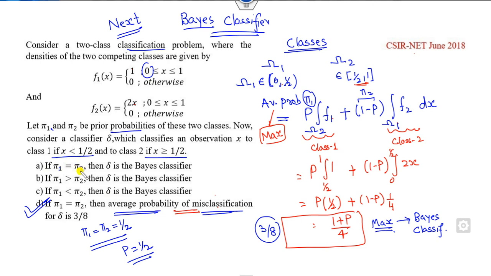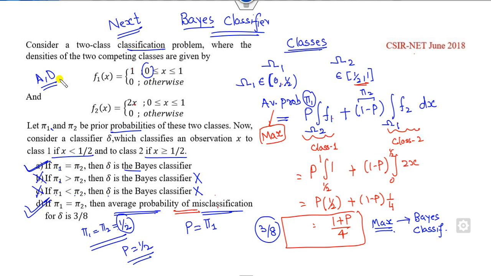Now look at that first part. If pi 1 and pi 2 are the same, it means they are half. If I substitute here, again it is a Bayes classifier. When pi 1 is greater than pi 2, it means P is my pi 1 here. So when pi 1 is greater than pi 2, the probability is not equal to 3 by 8, so it is not a Bayes classifier. Again, when pi 1 is less than pi 2, then again it is not a classifier. So the right answer is A and D.